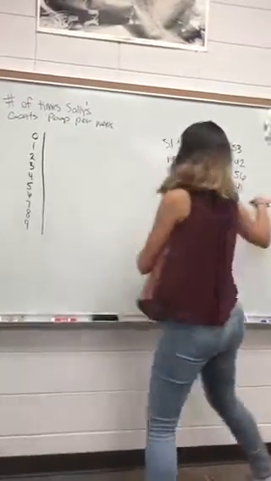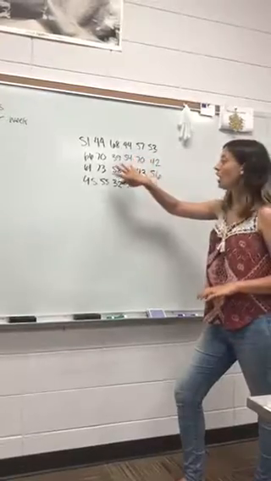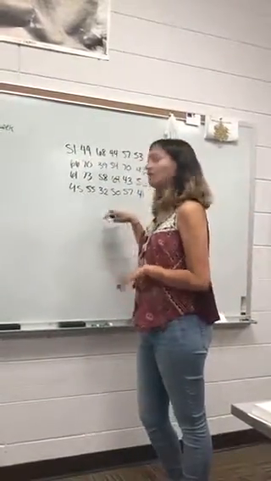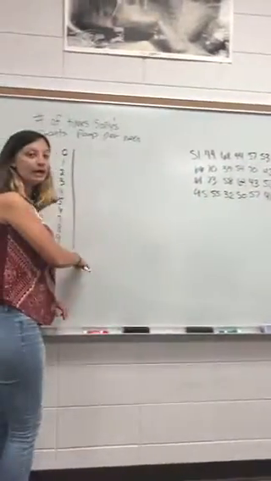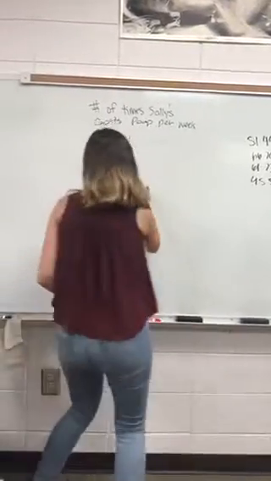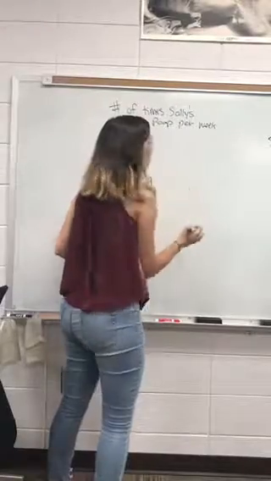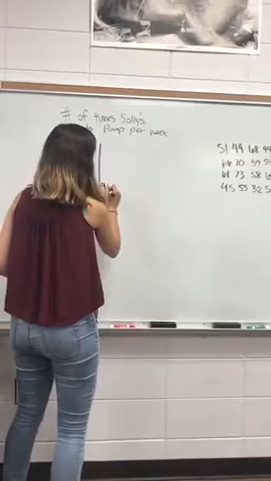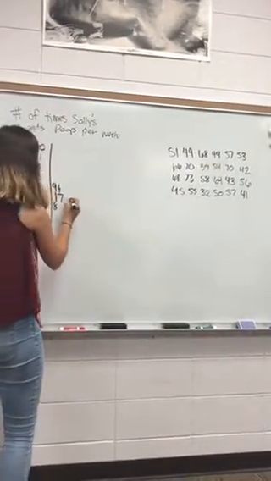Okay, so here's our data set. Each number represents one goat and how many times that goat poops per week. These goats are from Sally's farm. Pay attention, y'all, because this is a really neat way to organize our data. For instance, we start with 51, 49, 68, 44, 57, 53.